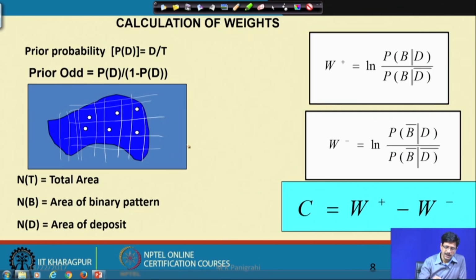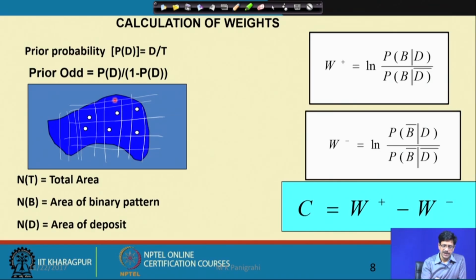So, out of which I can say that this white dot is present in this pixel, this pixel, this pixel, this pixel, this pixel and this pixel, and the rest of the pixels are where the deposit is not present. So, that means I can think of a parameter which is called a prior probability, obtained by dividing the number of points on which the deposit is occurring by the total number of such points.